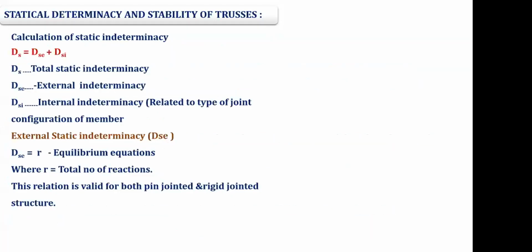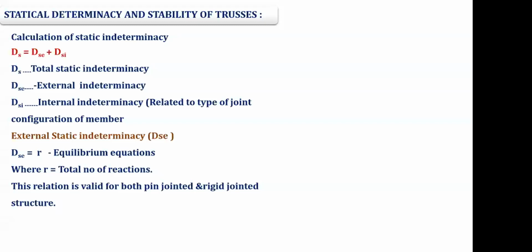So these are the equations. Now if we want to calculate static indeterminacy, DS equals DSE plus DSI, the degree of static external and degree of static internal indeterminacy. So how can we calculate external indeterminacy? DSE equals R minus equilibrium equations, where R equals the total number of reactions available at the support condition. So when you see a truss, first we calculate M plus R equals 2Z. Then that is statically determinate.